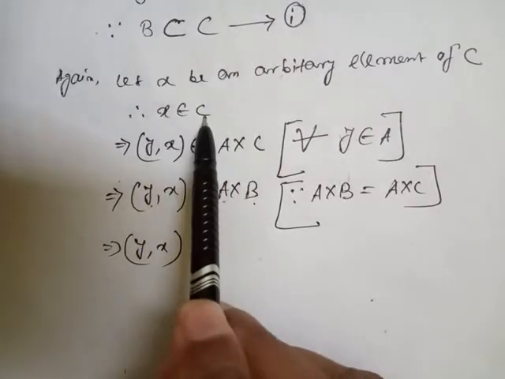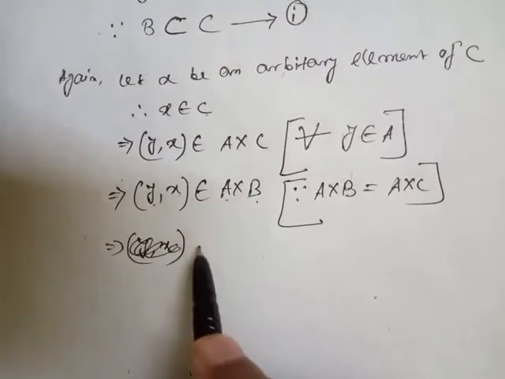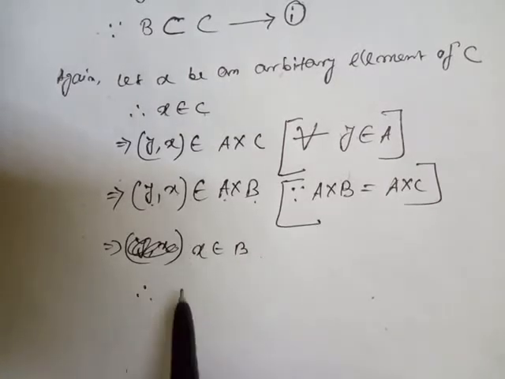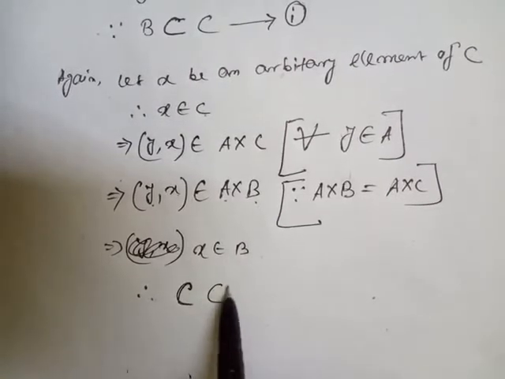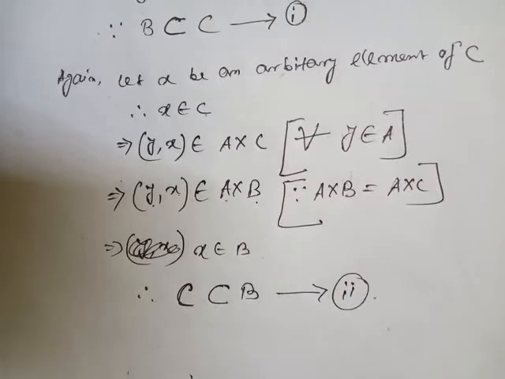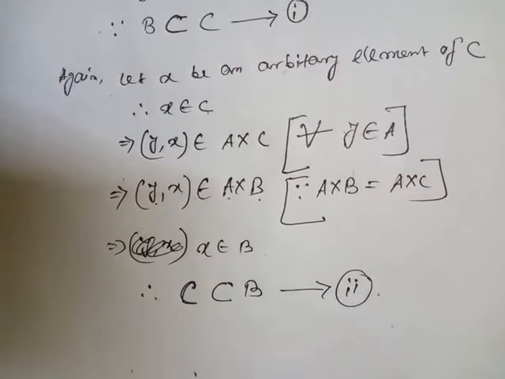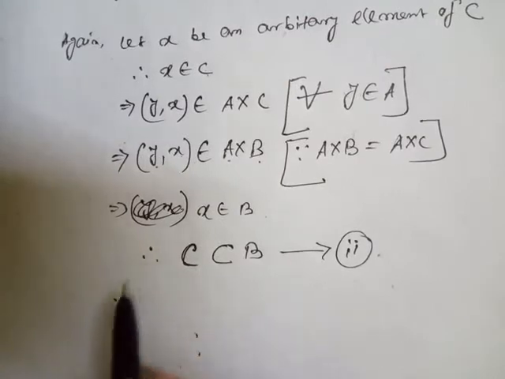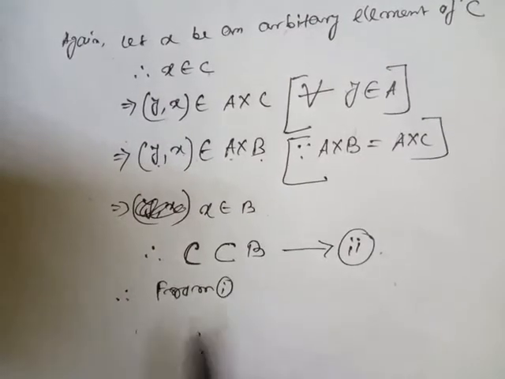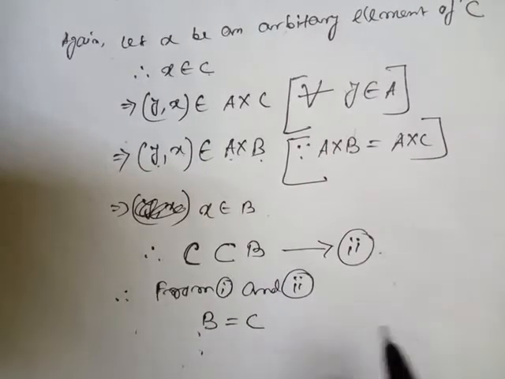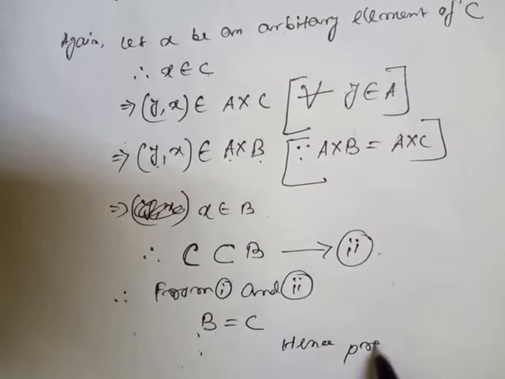Look here, x belongs to C, but now we have proved that x belongs to B. So you can say that C is included in B. This is our equation number 2. Now students, don't confuse. Now let me write the last line. Therefore, from 1 and 2 we can say that B equals C, hence proved. This is the proof.